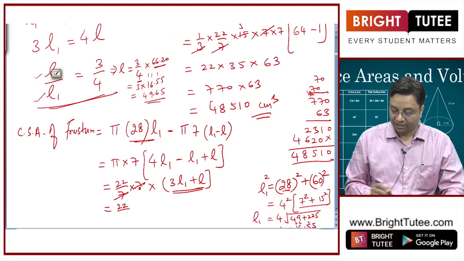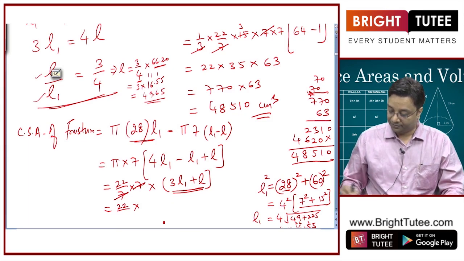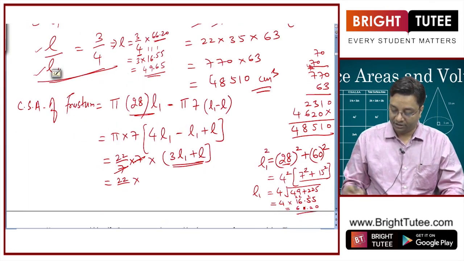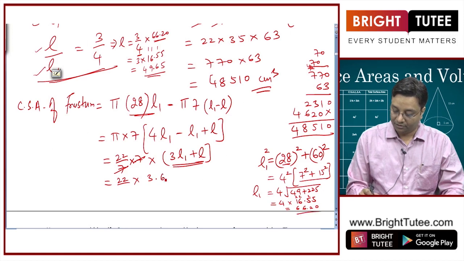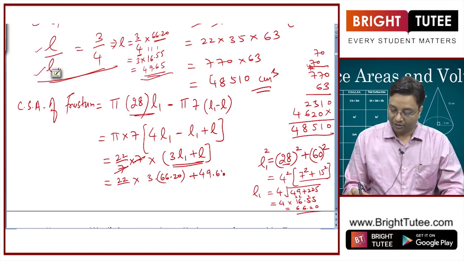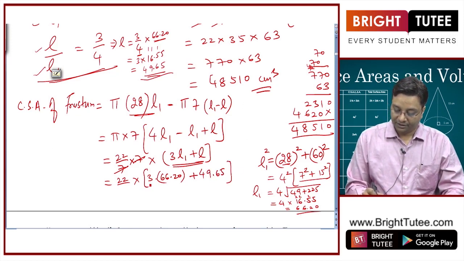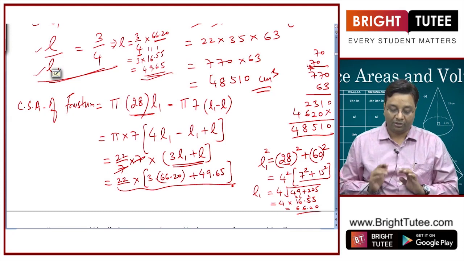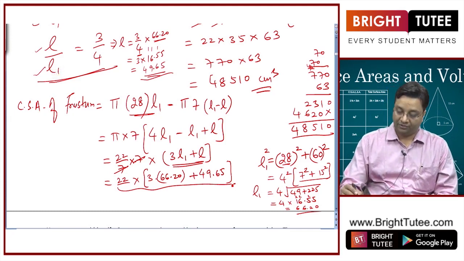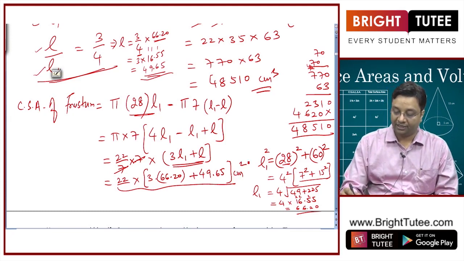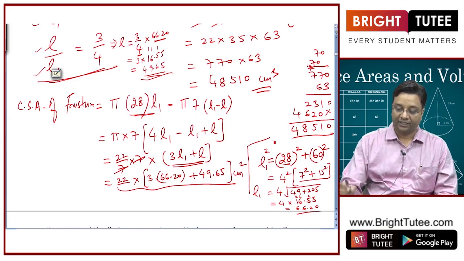So this 7 can be directly cancelled here. 22 into 3 L1. So 3 into 66.20 plus L, which is 49.65. So I leave this calculation part to you. This will be the curved surface area of this frustum in centimeter squares, right?